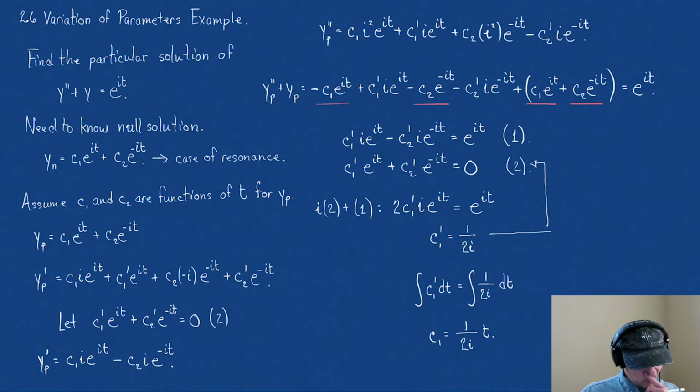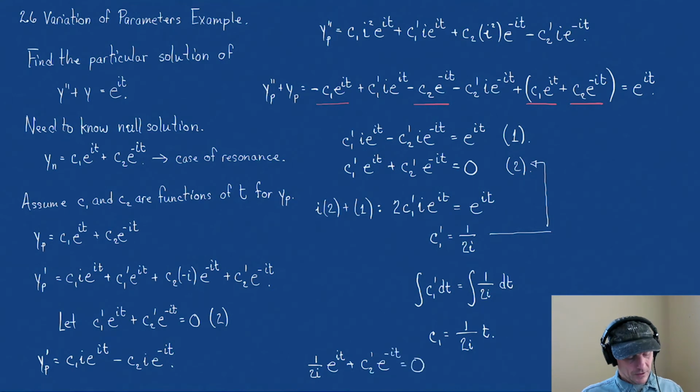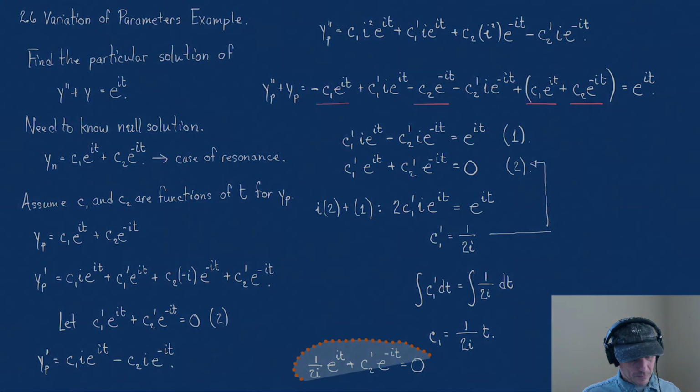I won't have much space left here, so I'm going to go to another screen, and let me just write what I'm going to copy over before we go. So c1 prime is 1 over 2i. So I'm going to take 1 over 2i e to the it plus c2 prime e to the minus it equals 0. All right, I will see you on the next page.